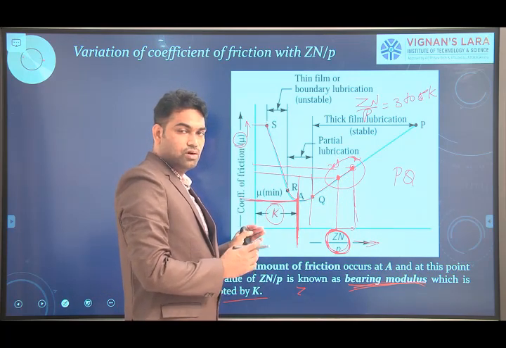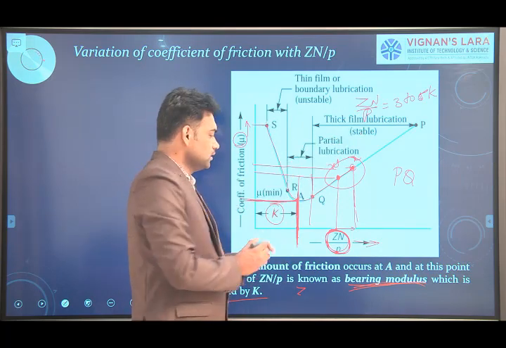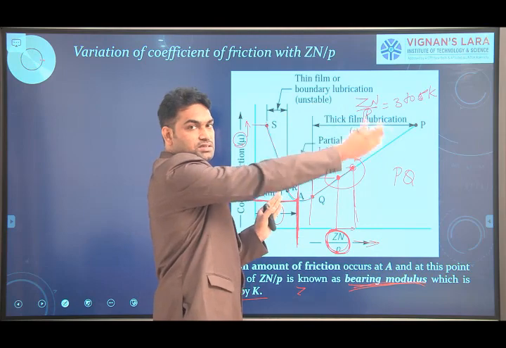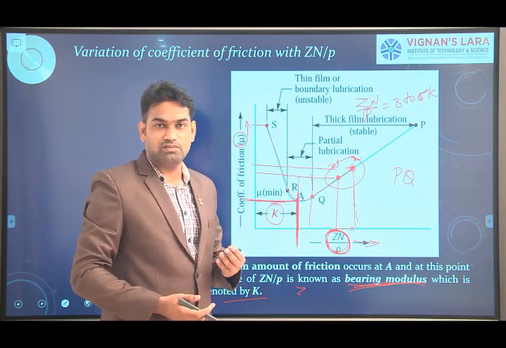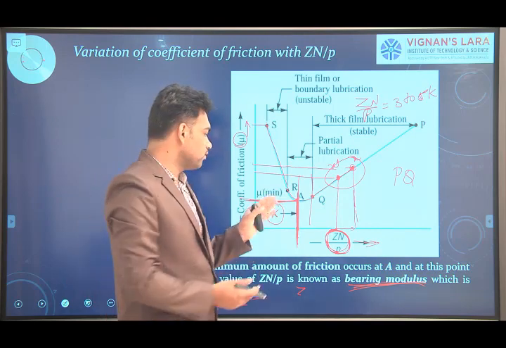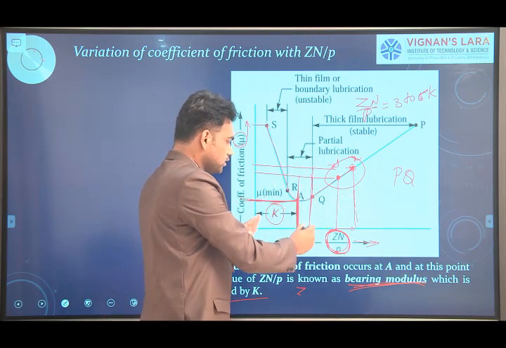So we should not keep K as a minimum. The bearing characteristic number should be kept at 3 to 5 times that, beyond this region. Similar to how we provide a factor of safety, in a similar fashion we can provide 3 to 5 times the bearing modulus, from here to the point Q.